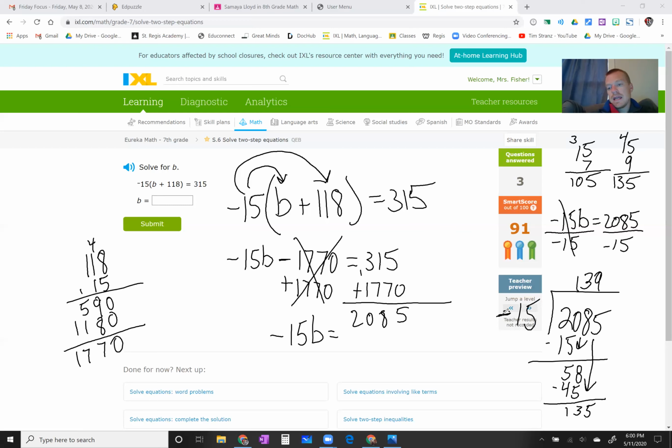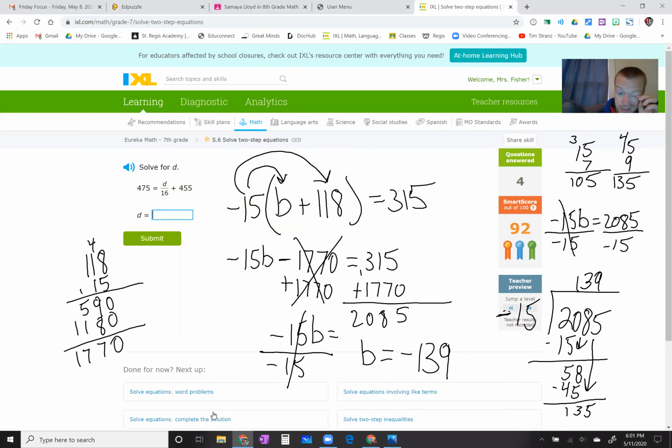Okay. It's a negative answer too, because we got a negative and a positive, right? So that means it has to be a negative 139. Okay. So if we divide then, like I said, by negative 15, those cancel. Divide that by negative 15, we get B equals a negative 139. All right. Watch this video as many times as you need. Those are the skills that are going to be the most important going into 8th grade.